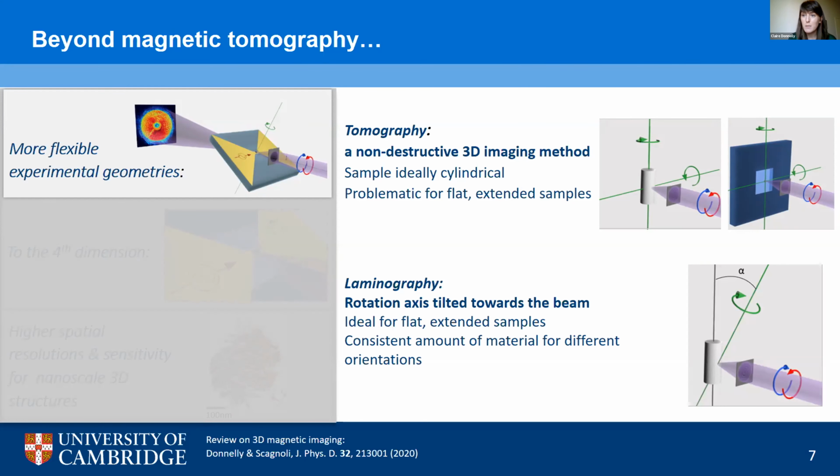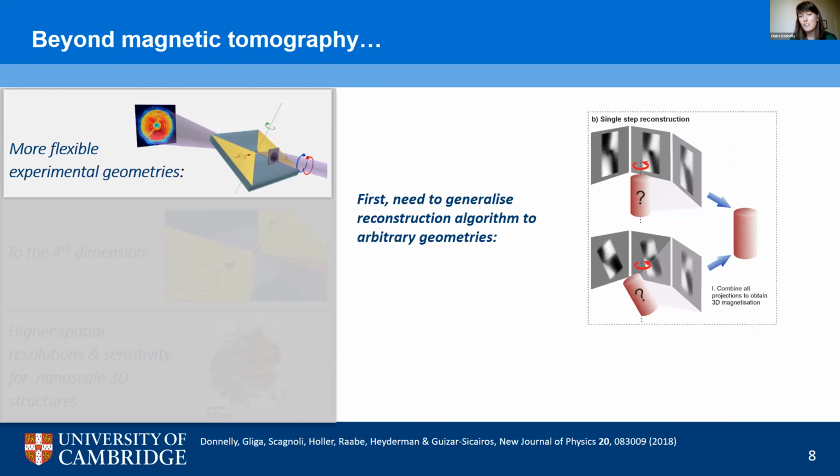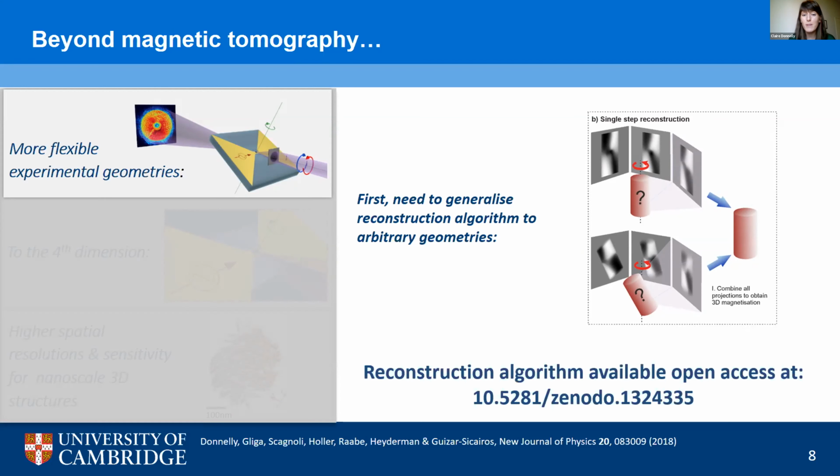Now, before we could go on to an experimental demonstration of laminography, we first needed to generalize our reconstruction algorithm, because previously we had developed it under the assumption that the data consisted of tomographic geometries. We therefore generalized the algorithm by allowing for all projections to be combined in a single step in the reconstruction, which allowed for a much improved quality of the reconstruction of the 3D dataset. And if anyone is interested in finding out more or using this reconstruction algorithm, have a look online or please get in touch and I'd be happy to talk about it.